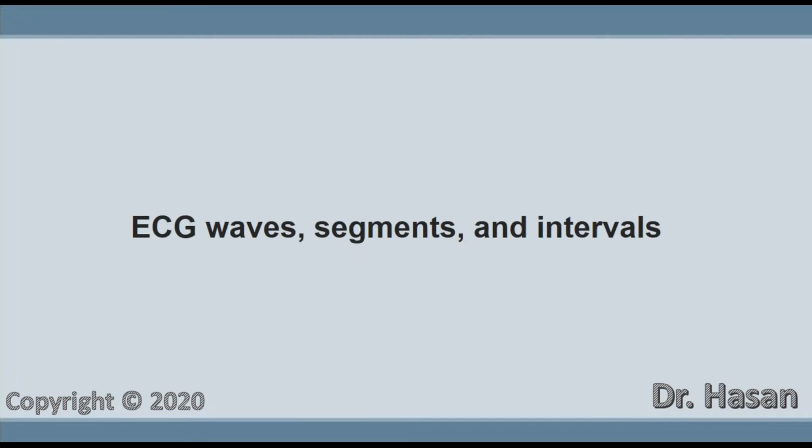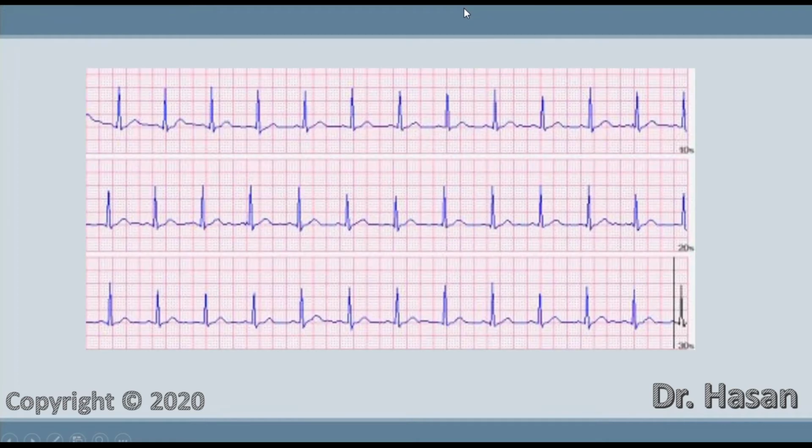ECG waves, segments, and intervals. In this chapter, we will talk about what elements an ECG consists of, what waves, intervals, segments it contains. Let us examine how each of these elements is formed, why the waves have a different orientation, and for what they are responsible. Consider an example for an ECG.